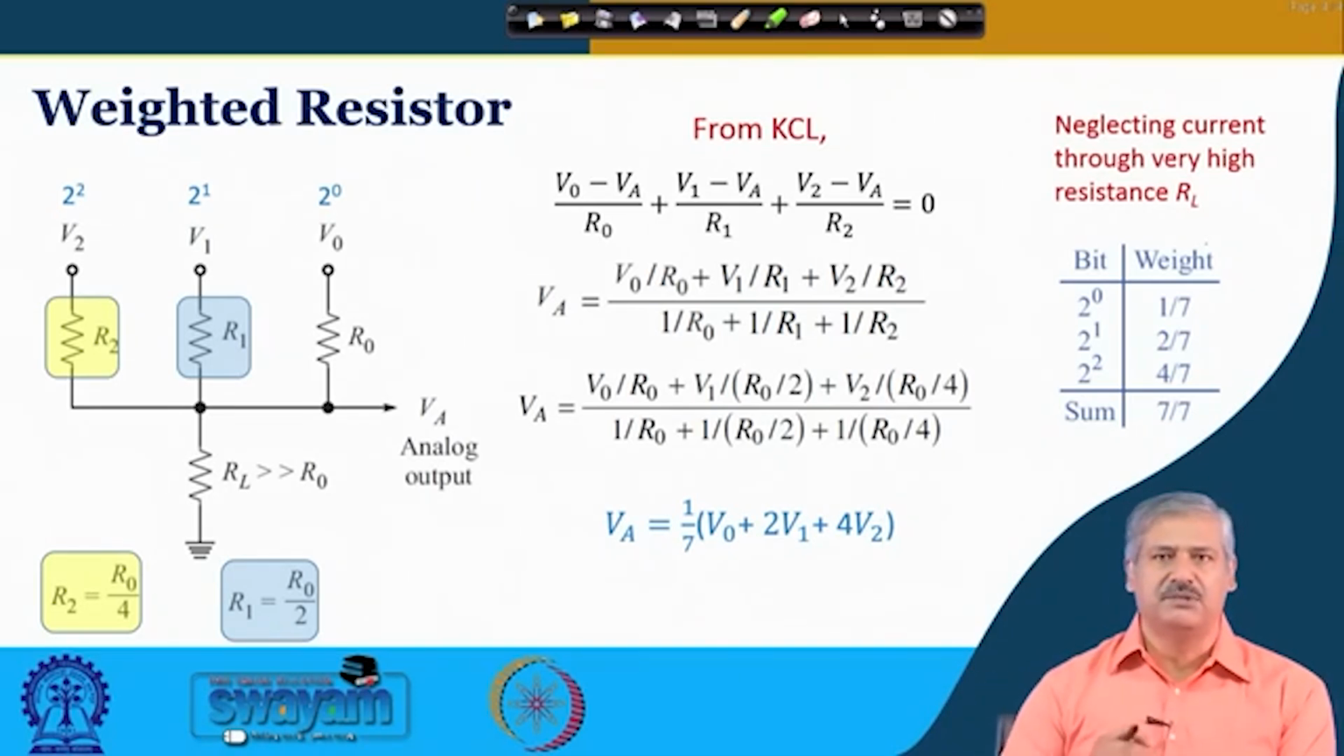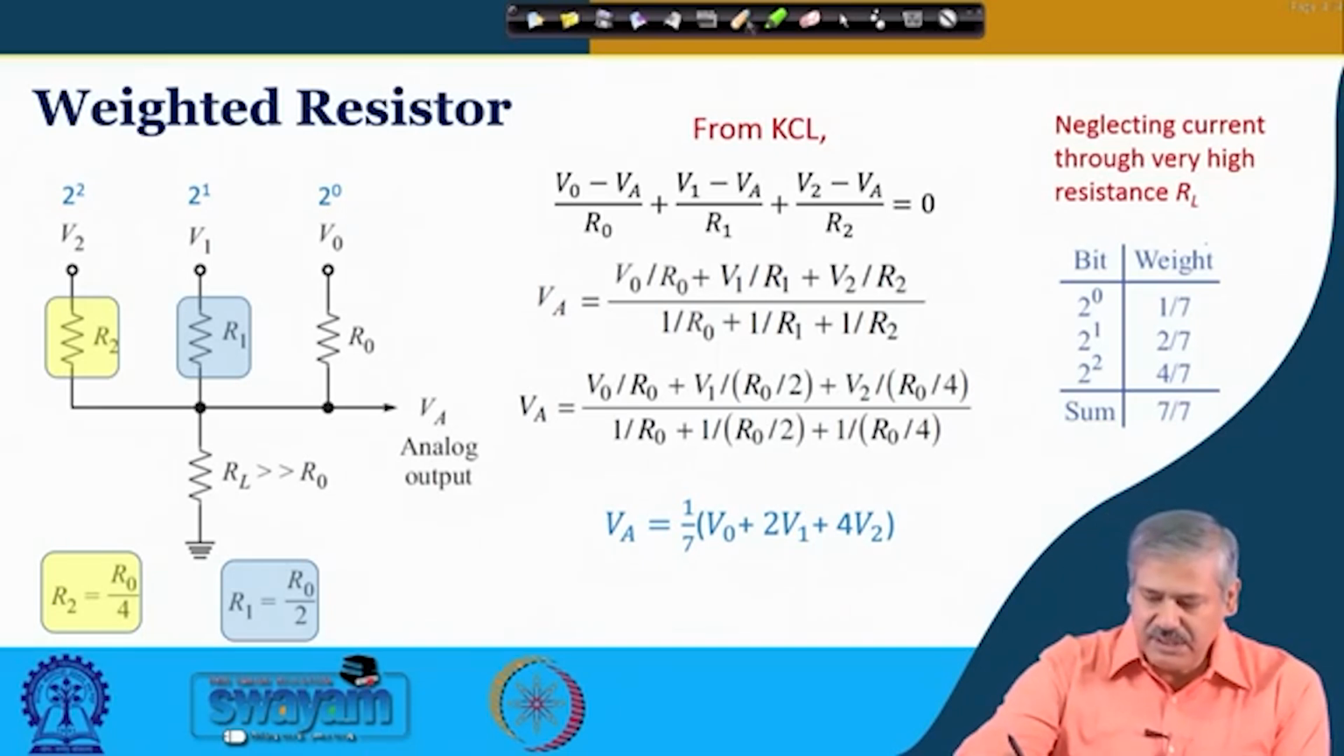particular digital input combination, digital signal. So, if it is a voltage; otherwise it could be a current, depending on some continuous time manifestation of the input signal, an equivalent manifestation. Okay. So, let us look at one circuit which is based on weighted resistors.